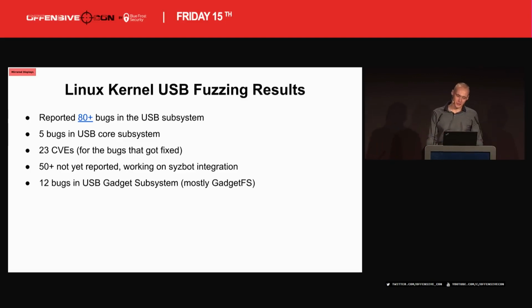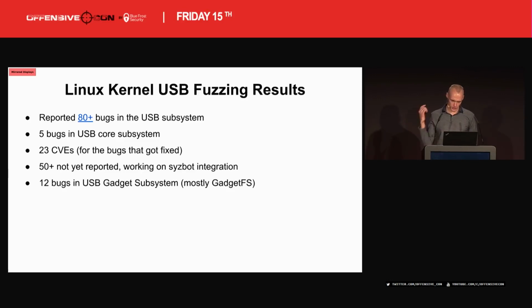Yeah, and 5 of the bugs were in the USB core subsystem, which is kind of cool because some of the devices, some of the boards, or some of the kernels don't really have a lot of drivers that you can attack, but they also have the USB core subsystem. And if there are bugs in the core subsystems, they're always triggerable, even if you don't have any drivers.